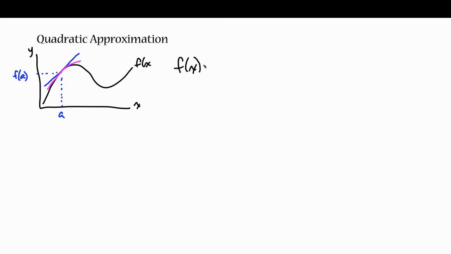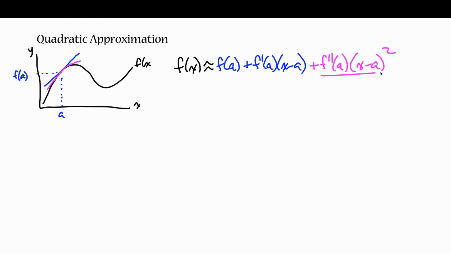F at x is kind of equal to the linear approximation, the function at a plus its derivative at a times x minus a. And our quadratic term, quadratic just means it has an x squared in it somewhere, is going to be the second derivative at a times x minus a squared all over 2.